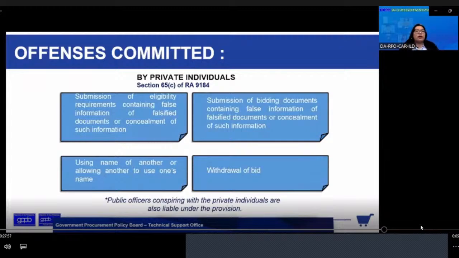individuals. And then of course under 65C is the submission of eligibility requirements containing false information or falsified documents or concealment of such information. I have come across one bidding where pineke niya yung kanyang tax clearance, no? So yun, very, very classic example na it appears na nagsubmit siya ng tax clearance that is valid, pero sa totoo lang, hindi naman pala siya valid. No? Nung verify namin with the BIR before, sabi niya wala naman daw siyang na-issue ganun na tax clearance.